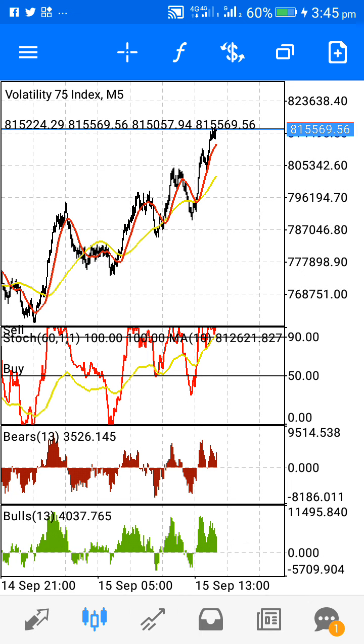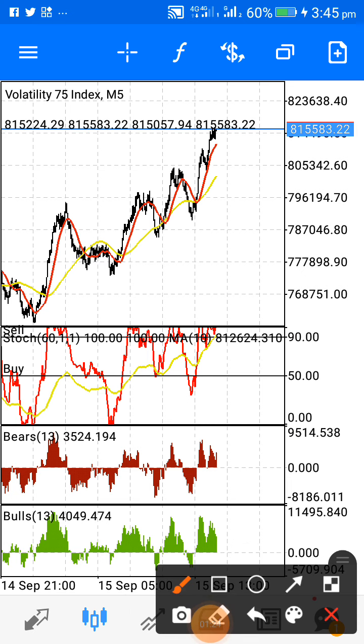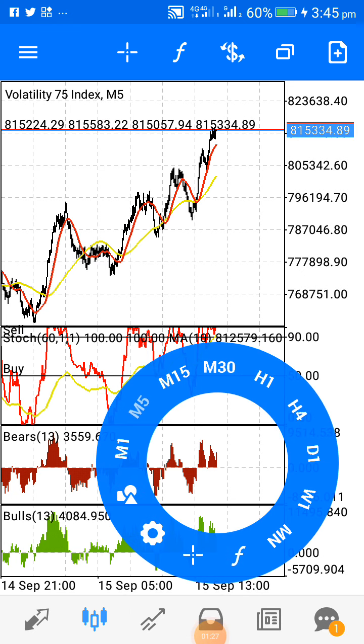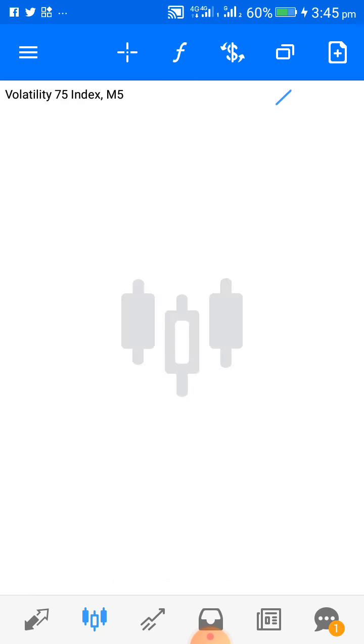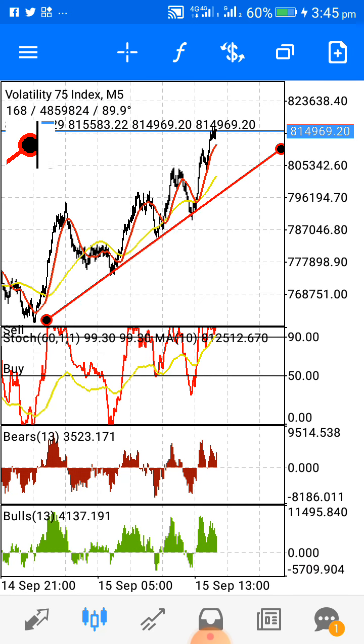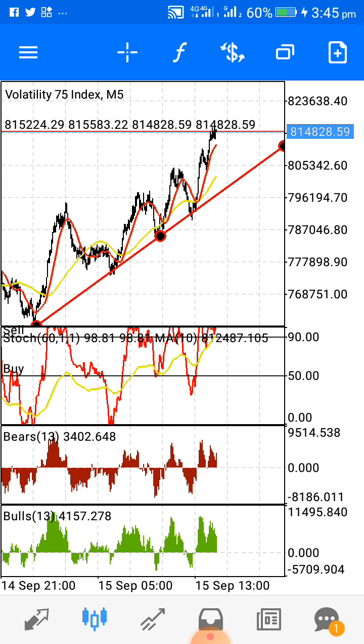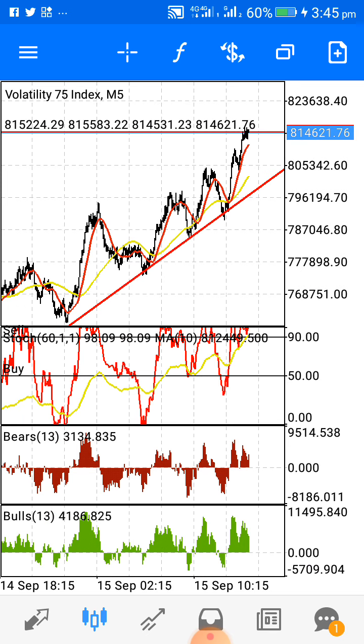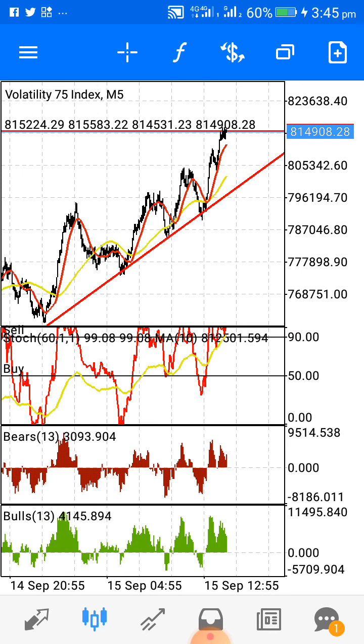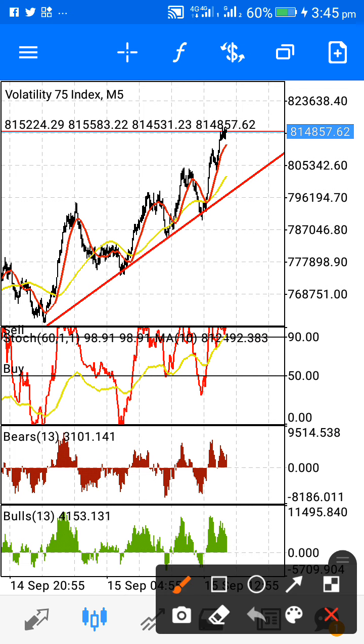Let me draw my trend line so that we can understand better. I can use my trend line. This is my trend line because the market is moving, it's trending. Now watch very well.